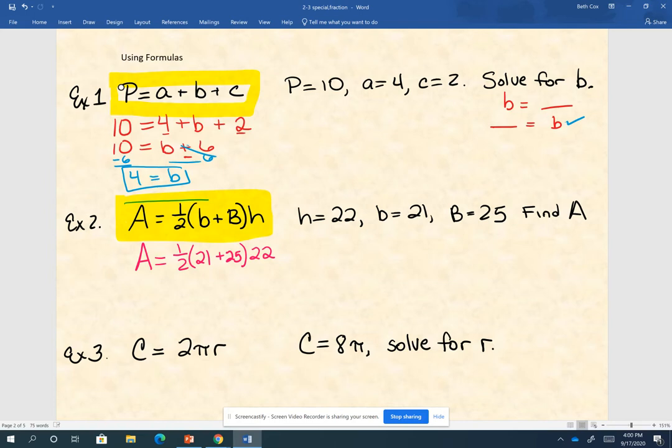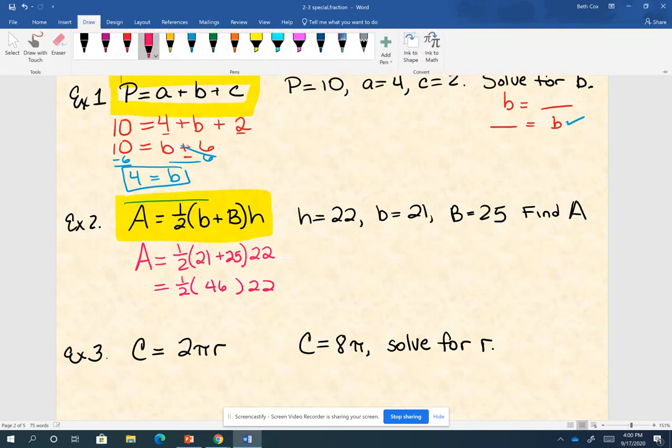Well, fortunately, guess what? All we have to do is simplify, because we don't have any variables on the right. On the right, all we have is numbers. So we just need to simplify this. Using our order of operations is going to be the easiest way to do it. And so I'm going to do the inside the parentheses first. And so that's going to be 46.